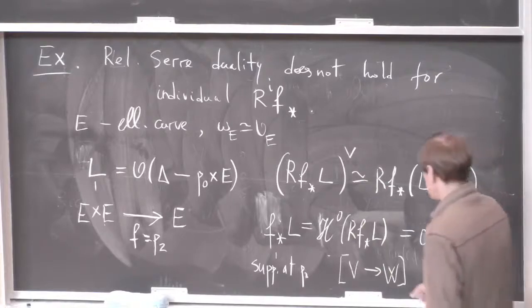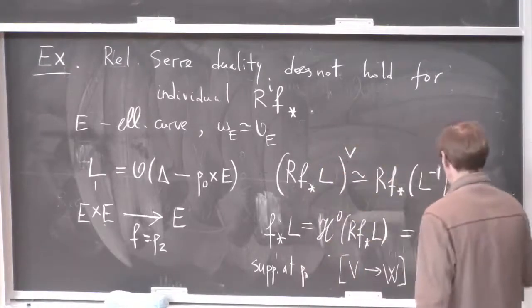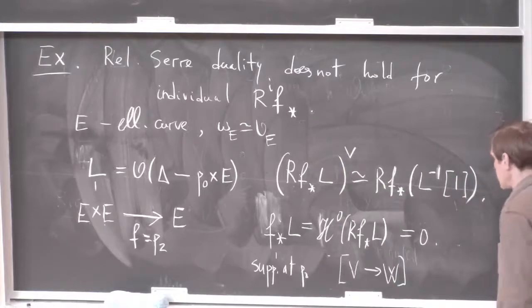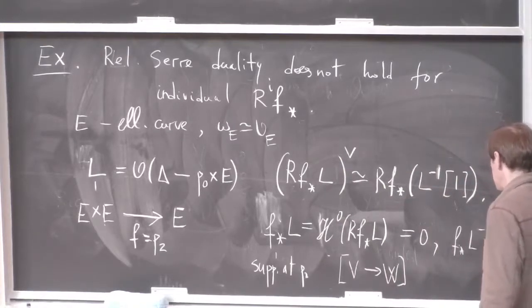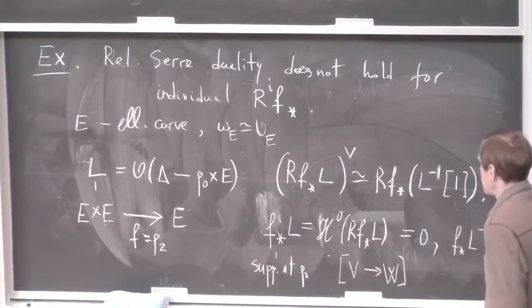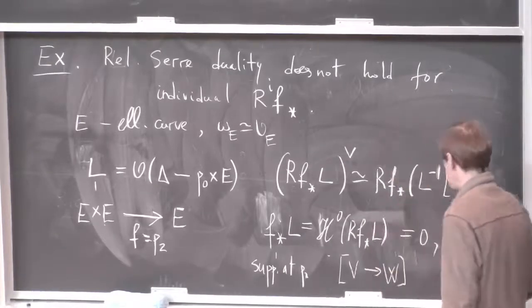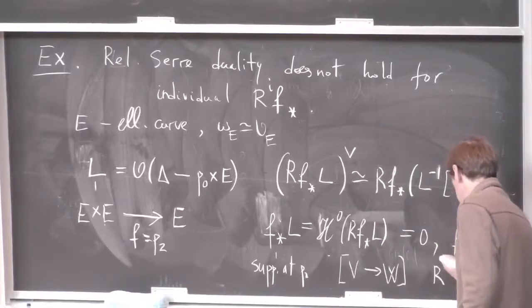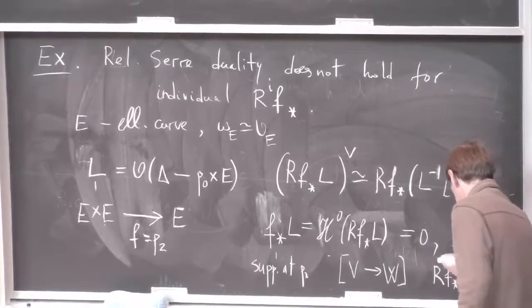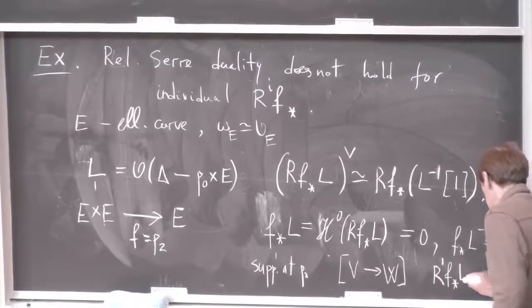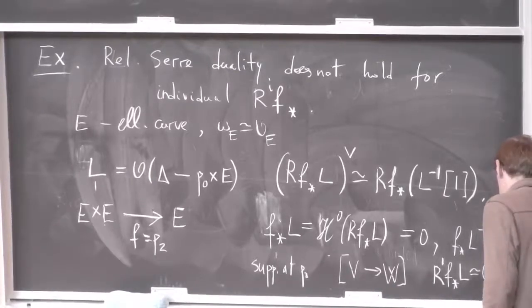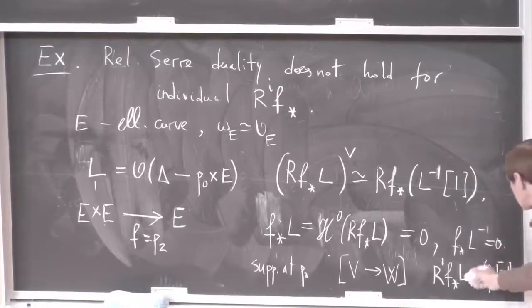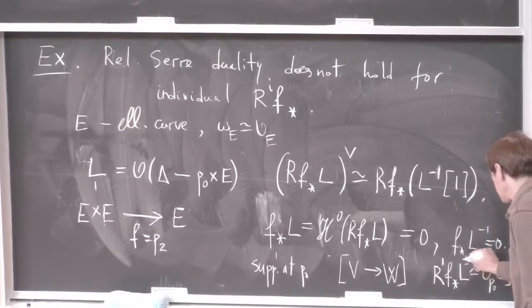On the other hand, the full derived functor is very much non-zero, and actually the same holds for the other guys. So f star of L inverse is also 0. But when you compute R1 f star for either of them, it's going to be non-zero. And in fact, I think Nick tried to explain it. It may be already explained that this is actually going to be O of pi P naught shifted by minus 1. And actually, this is true also for L inverse.